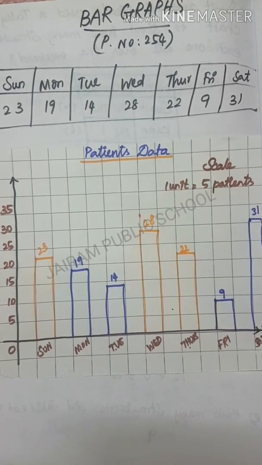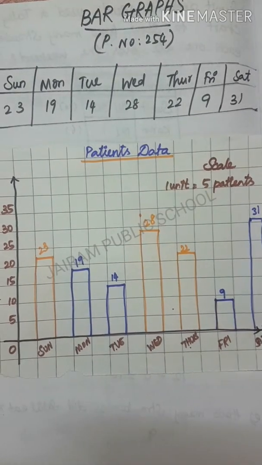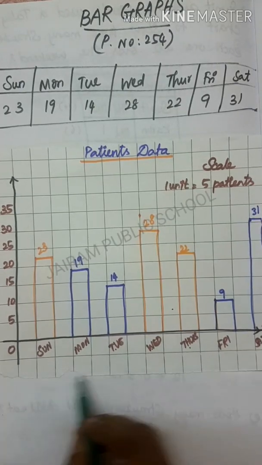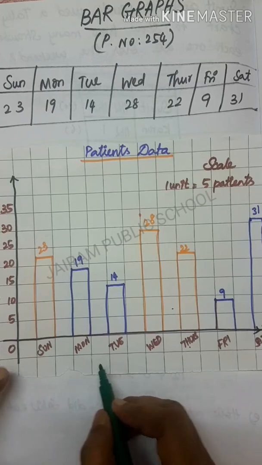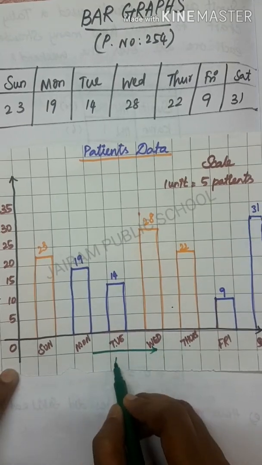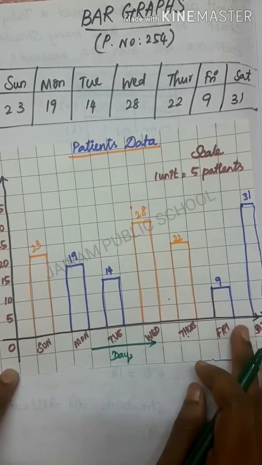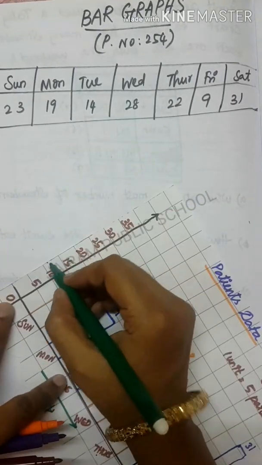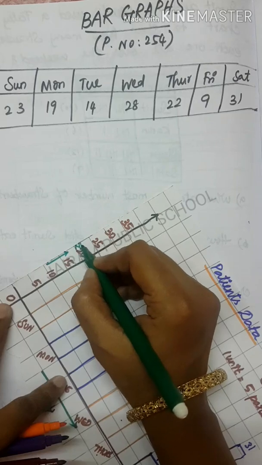Yes, let's discuss some of the checkpoint sums. Sorry, one more thing you have to mention. Along the horizontal line we represent the number of days, that you have to mention as days. And along the vertical line we are representing the number of patients, so here you write number of patients.